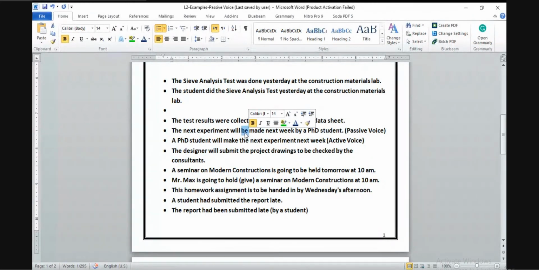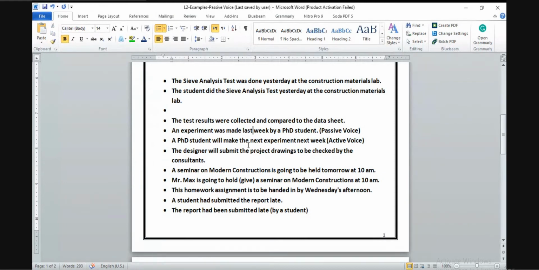For example, if I remove will, and I change the sentence, I say an experiment was made. An experiment was made. So what this means is there is still a verb to be. I must have a verb to be, but the verb to be depends on the tense. Now this sentence is past. You see, an experiment was made last week.